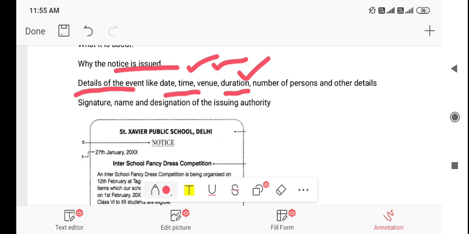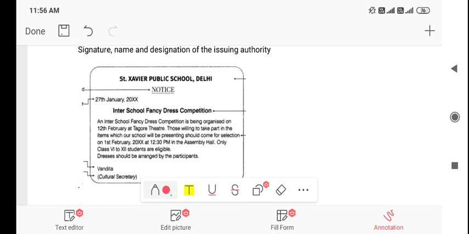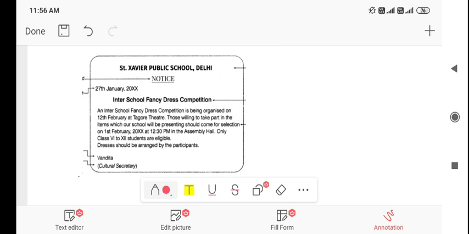For example, if an essay competition is going to be held, then in general that particular notice is written by your class teacher, your house master, or by the principal also, sometimes by the class monitor also. So we have to write that at the end. So here is the sample of notice.